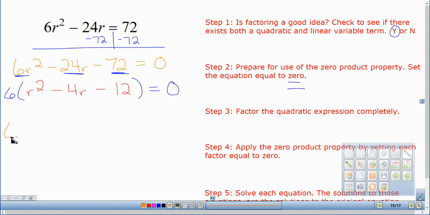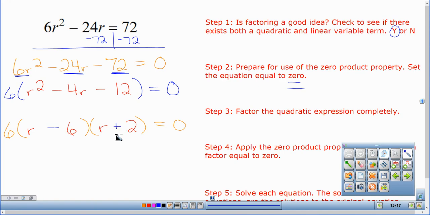So 6, and then this part factors some more. R squared makes this problem a little bit easier. It's going to be r times r. And then I need to think about 12. What can I use for a 12 that can subtract to give me a 4? Well, when a is 1, like it is here, that becomes a little easier. And I know it's 6 and 2 without having to do all my multiplications to check it. I'm looking for a negative 4, which is going to be the negative 6 and the positive 2.